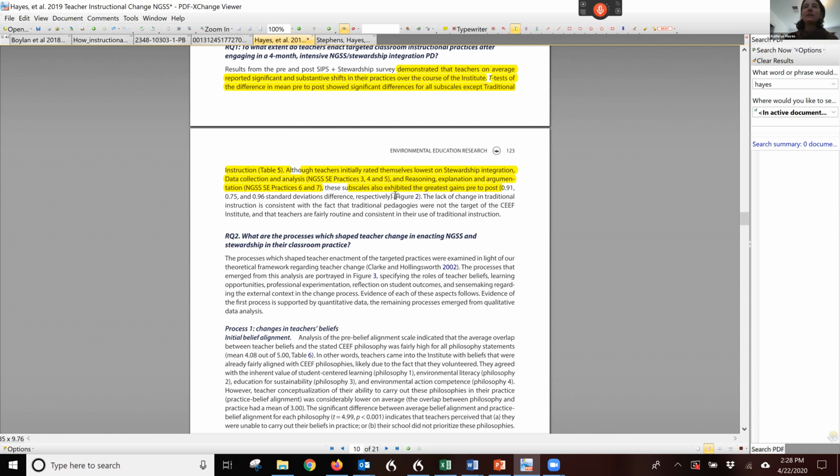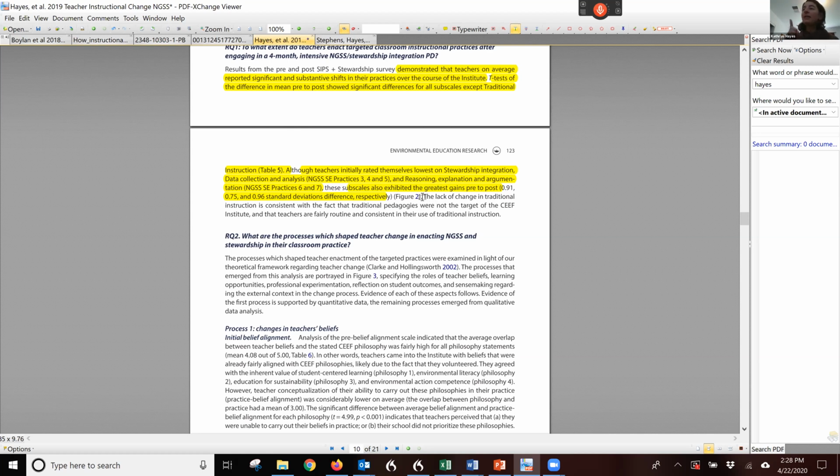And I gave them some data in parentheses, and this is a common practice where you say, okay, I'm gonna give you evidence of how this resulted in gains. That there was a change of 0.91 standard deviations, 0.75 standard deviations, and 0.96 standard deviations. That's a common thing. You could also just use points. There was a change in, 1 point on the Likert scale or 0.7 on the Likert scale.